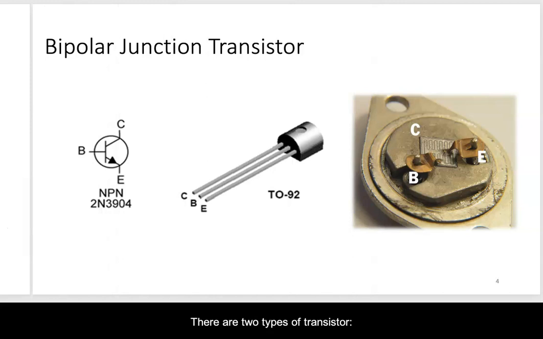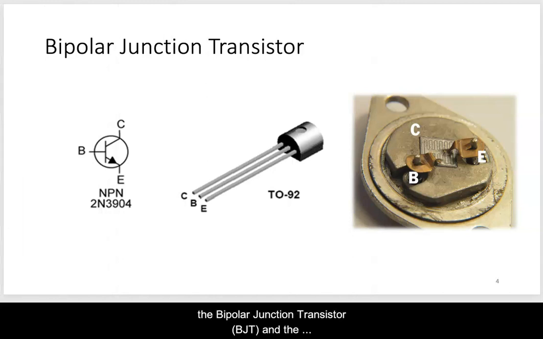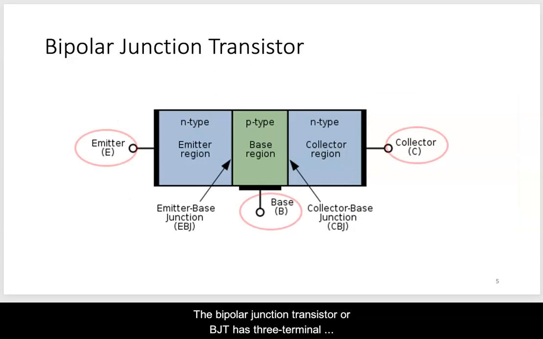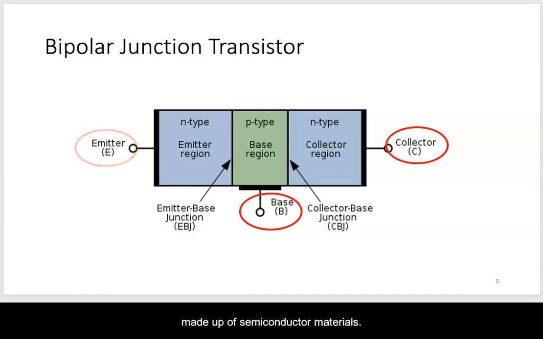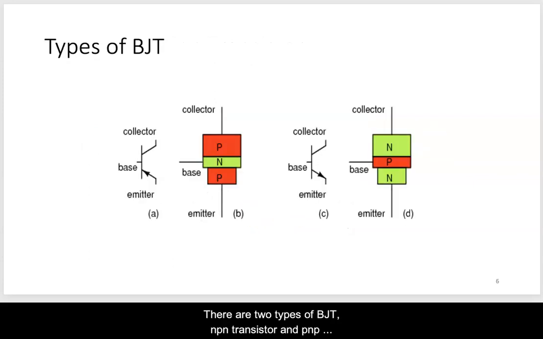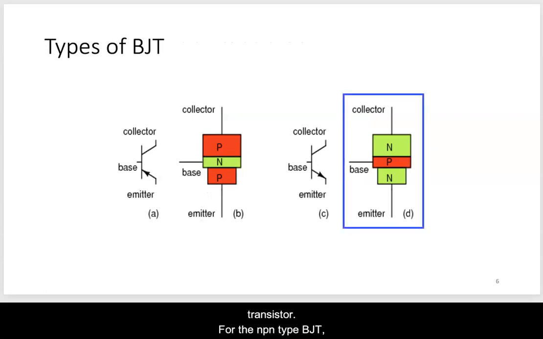There are two types of transistor, the Bipolar Junction Transistor or BJT and the Field Effect Transistor or FET. These two transistors differ in the operation characteristic and internal construction. In this video, we will take a look at the BJT. The Bipolar Junction Transistor or BJT has three terminals, namely emitter, collector and base, and made up of semiconductor materials. There are two types of BJT, NPN and PNP.